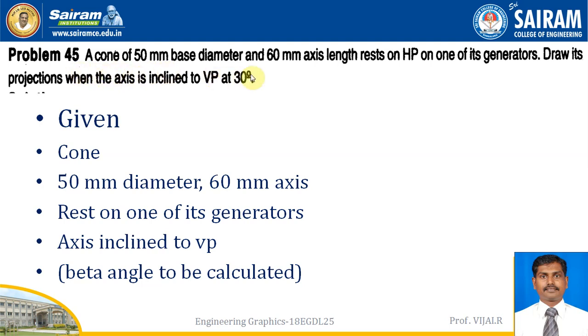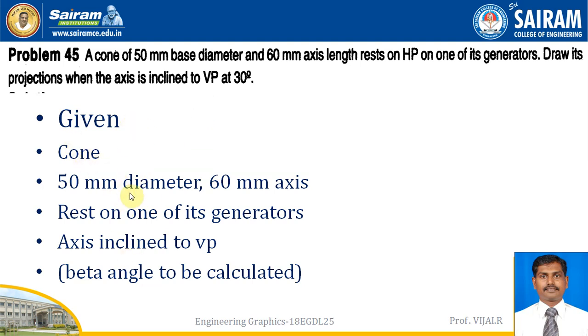A cone of 50 mm base and 60 mm axis length, resting on HP on one of its generators. Draw the projection when the axis is inclined to VP at 30 degrees. Axis is inclined, not appears to be inclined, is not given. So please take the given data.